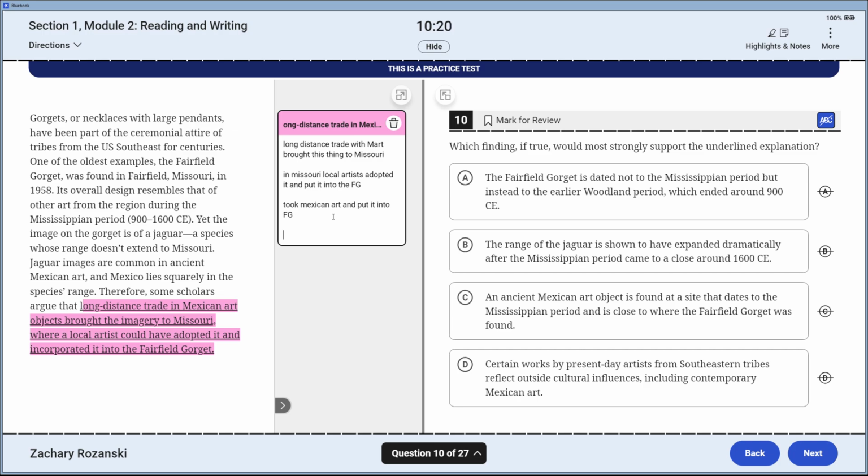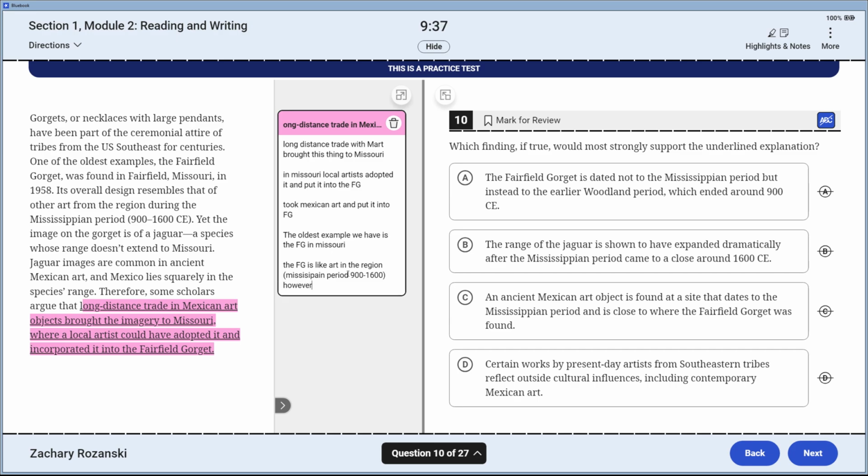Ceremonial attire. Fine. One of the oldest examples, first sentence doesn't matter. One of the oldest examples we have is the art in Missouri. It was found in 1958, but that doesn't matter. The design resembles the art in the region. Mississippian period, 900 to 1600. The art is like art in the region.